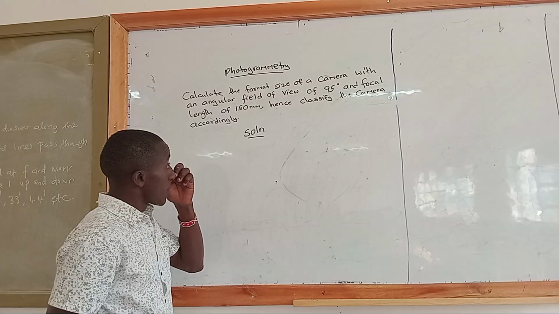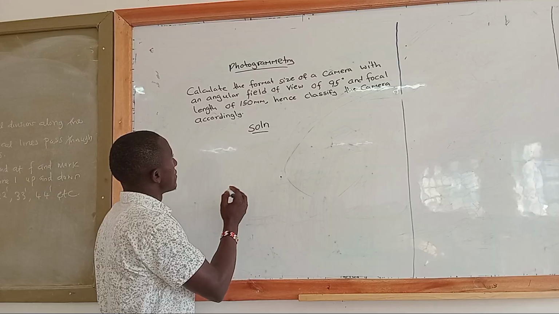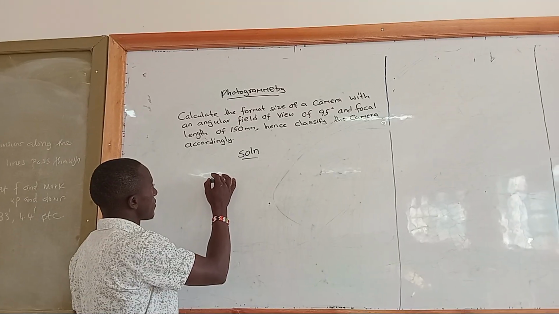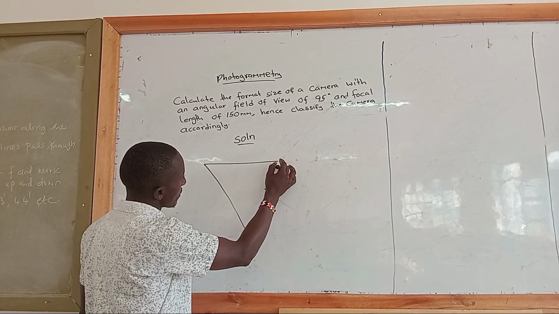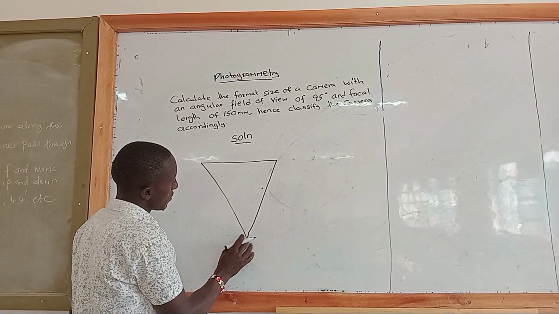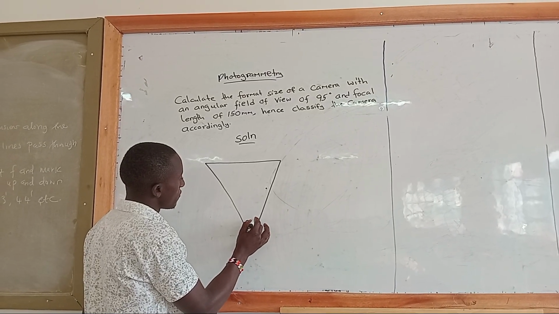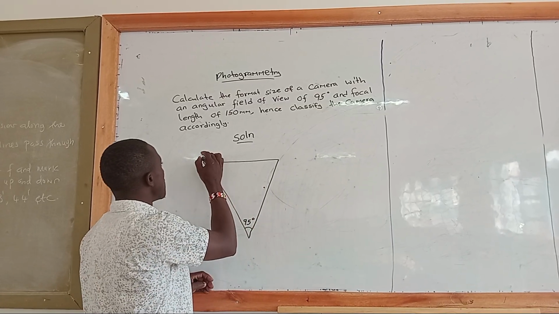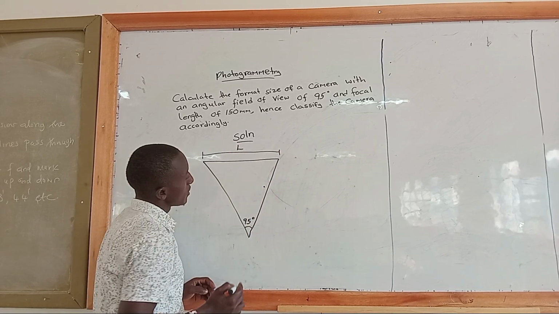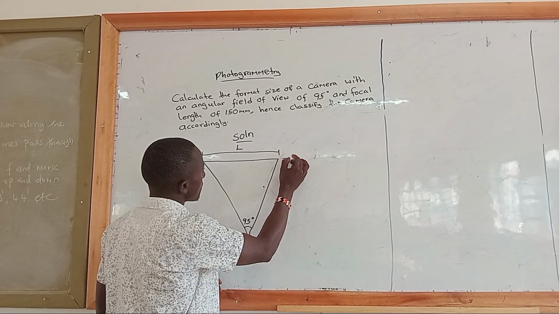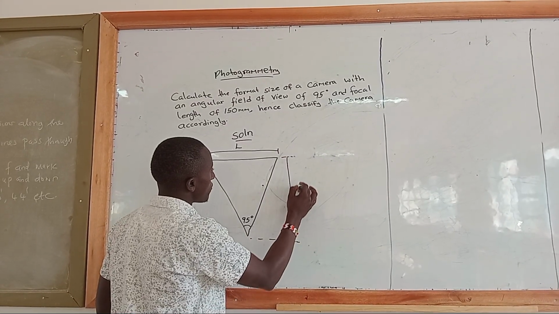So, we want to determine the format. So, we'll have a small sketch. This is our angular field of view. And from this distance up to this point, it's L. And then from this point up to this point, it is our focal length.